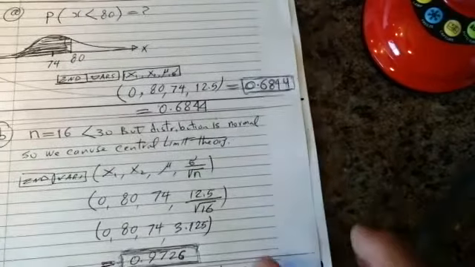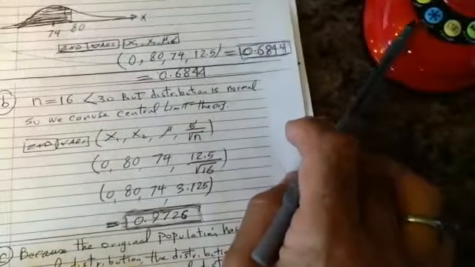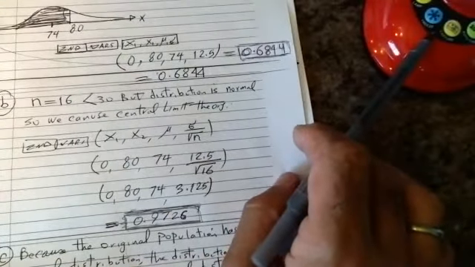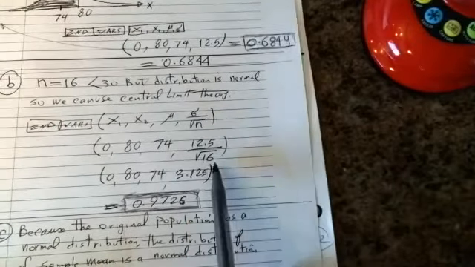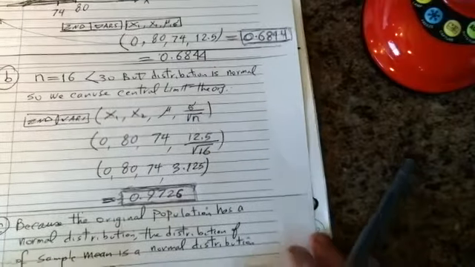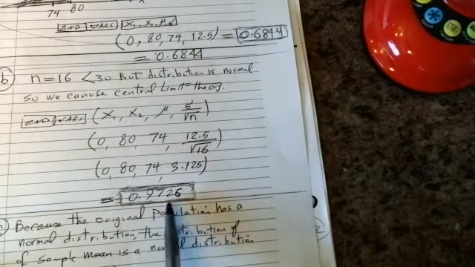Second part is the number of adults is 16. So we are taking samples of 16. In that case, all we need to do is just take the standard deviation and divide by radical n. That's the only difference. And in this case, we get a better result. We get 97%.